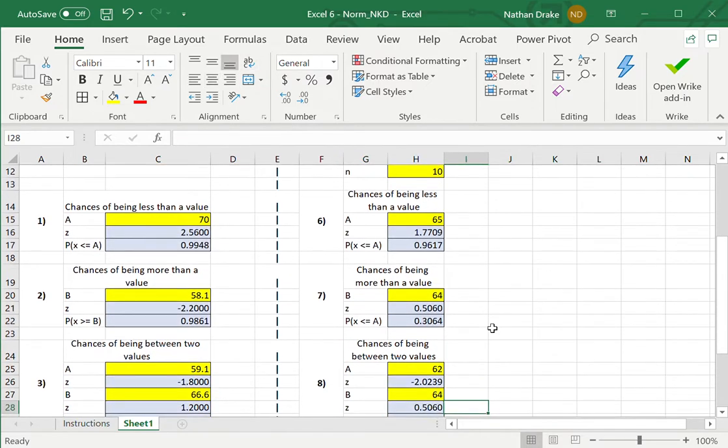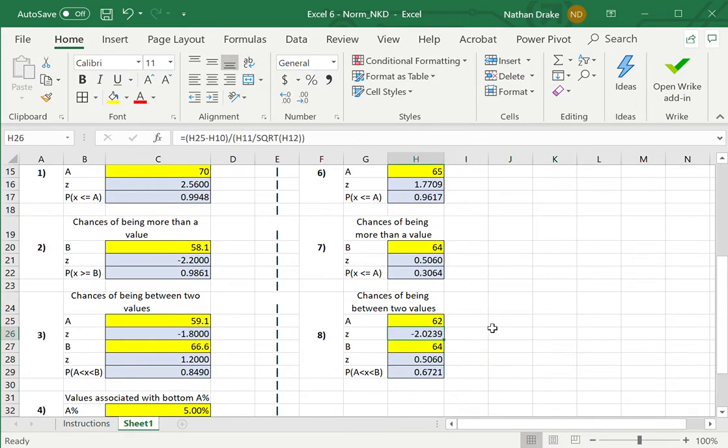And then being between two values, we calculate the z-score for both of the values. And that's the z-score using our standard deviation that's been divided by the square root of the sample size. And then to find the probabilities between the two values, we find the area to the left of the larger of the two values, so the area to the left of B, and then the area to the left of A, and we are subtracting those two values.